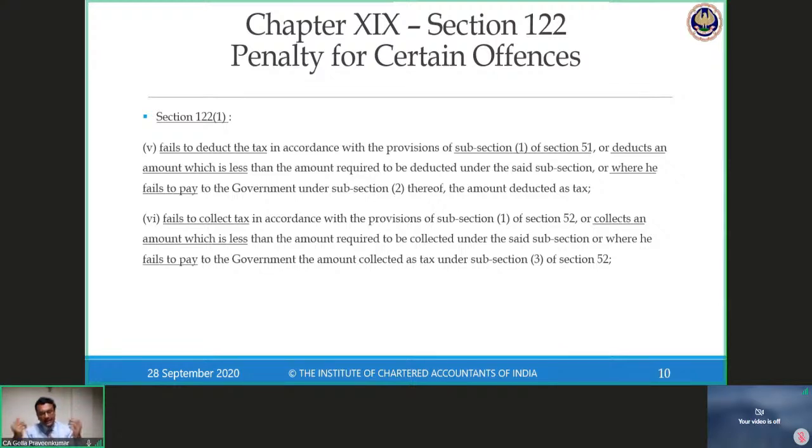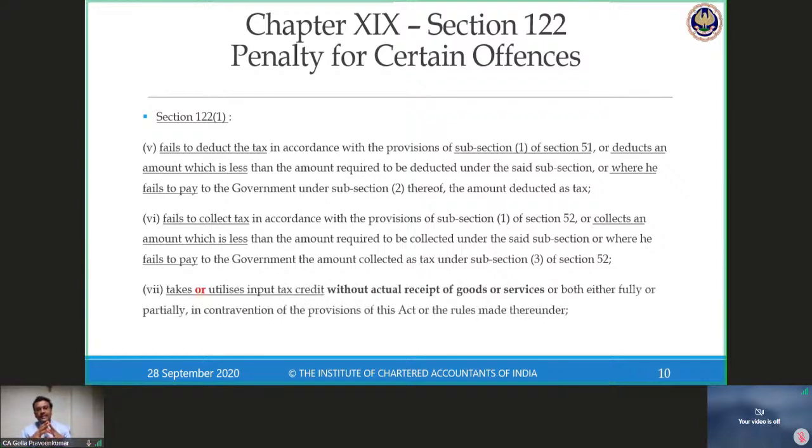So when I'm engaged in this activity where I'm connecting my end customer with the service provider, I'm acting as an intermediary where I'm just collecting the money and passing on the money. I don't know that I'm supposed to get registered. Though I'm supposed to get registered as an e-commerce operator, I'm not registered. There itself is a non-compliance, bucket number 3. Next, takes or utilizes input tax credit without actual receipt of goods.